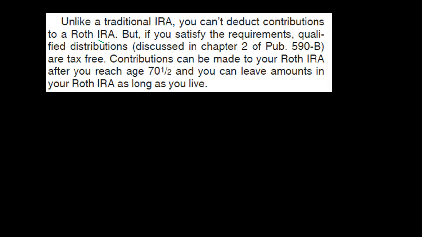Back to the text. If you satisfy the requirements, qualified distributions discussed in Chapter 2 of Publication 590B are tax-free. So that's going to be the benefit. The distributions at the point of retirement typically will not be taxed, and that's the difference between the Roth and the traditional, which is typically taxed at the point of distribution at retirement. Contributions can be made to your Roth IRA after you reach age 70 and a half. Again, unlike the traditional IRA.